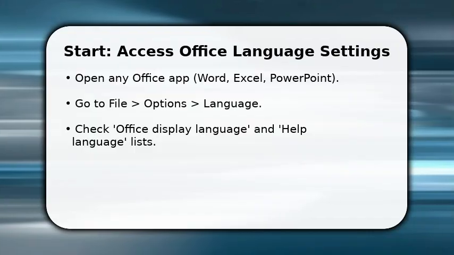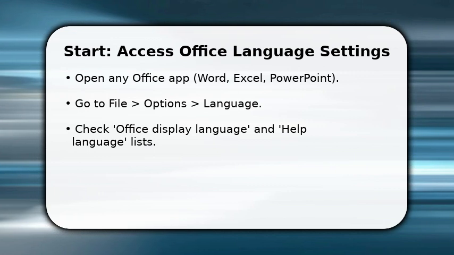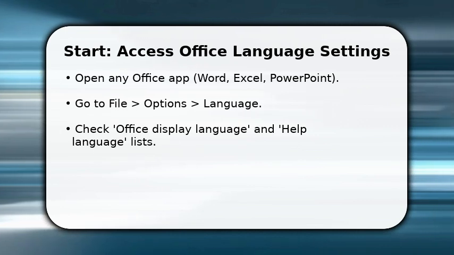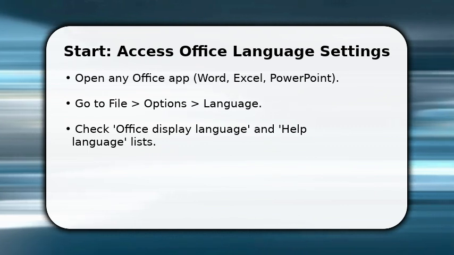You begin inside an Office app. Open File and choose Options, then Language. This is where Office stores display and editing preferences. Once there, scan the Office display language and help language panels to see installed languages. If your target language appears, select it. If not, click the option to add a new language.